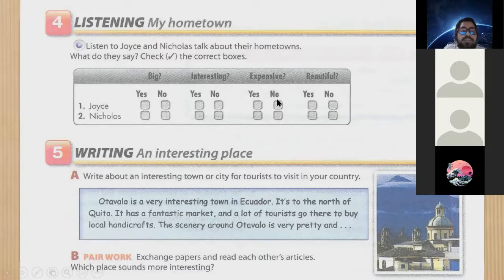The last one, guys, beautiful. Yes or no? Yes. Beautiful, yeah. What about Nicholas? Let's take a look at Nicholas. Guys, what about big place? Yes or no? Yes. What about interesting?